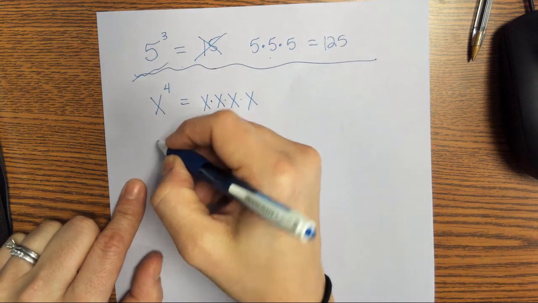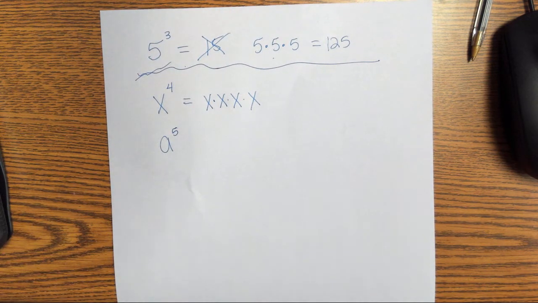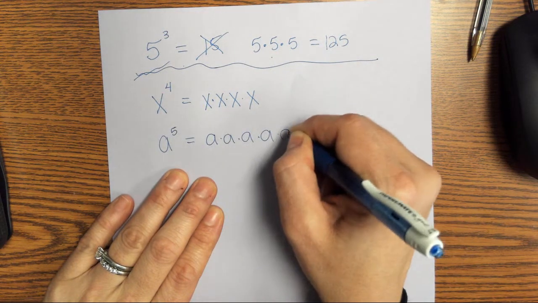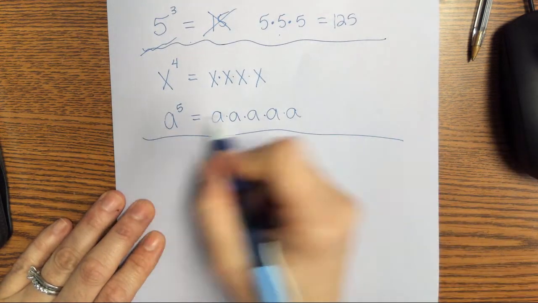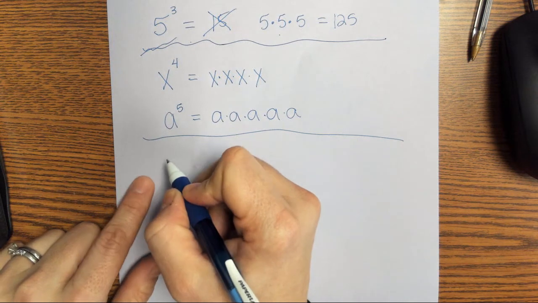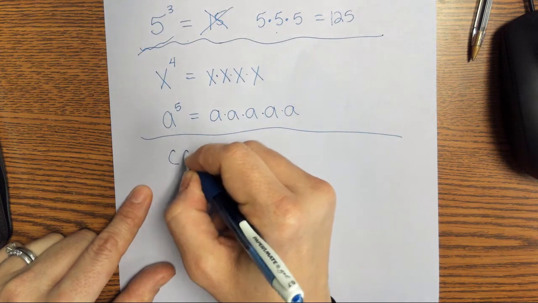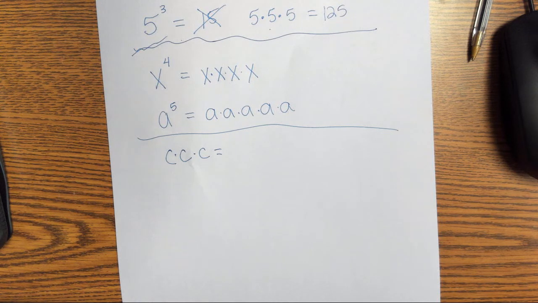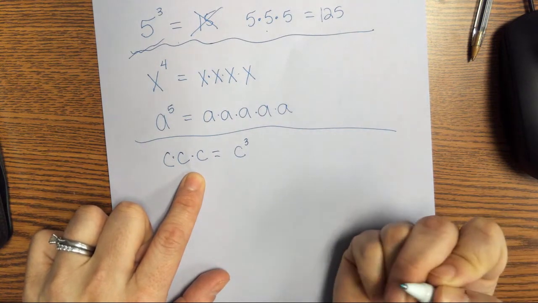Alright, how about if I asked you for a to the power of 5? How would you write that? Alright, you should have gotten a times a times a times a times a. Right. So you have to remember how to do that, and then you also have to remember if I give it to you this way, you really write it as an exponent. So if I asked you what c times c times c is, how would you write that using exponents? You've got c to the power of 3.